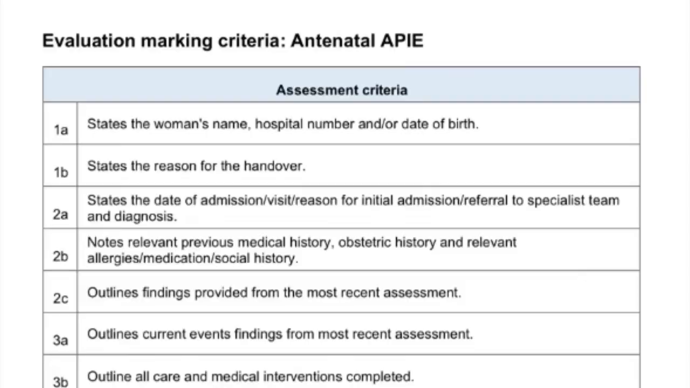Then the other thing is state the reason for handover. So I'm handing Amy Hall over. I looked after Amy Hall and I'm handing her over now because she no longer requires this care at this time. She presented with something, then that links into the background. She presented with vaginal bleed at term, and then you just give us a history of everything that has happened: the assessments, the previous medical history, the obstetric history, the relevant allergies, the medication, the social history. Then you would outline all of those things in your background.